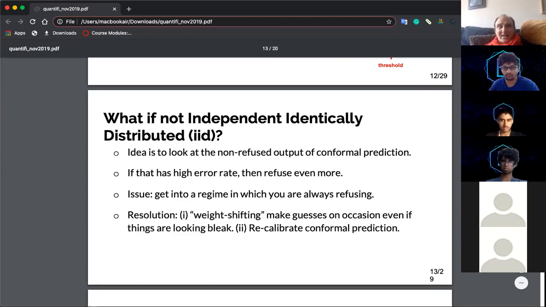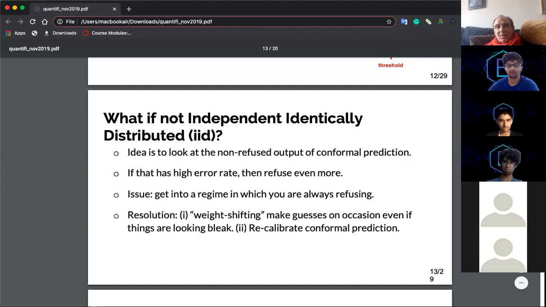But what if things are not like that? What if things are drifting, like recommender systems, or like finance, or like the progress of a pandemic? So here, what SafePredict does is add an additional layer. It looks at the non-refused outputs. In other words, conformal prediction, the thing that I just discussed, says, oh, I'd like to make a prediction here. And those are called non-refused outputs. But then SafePredict does one more check and says, how has this conformal prediction thing been working for me lately? If it's not been working too well, then I'm still going to refuse even if conformal prediction accepts.